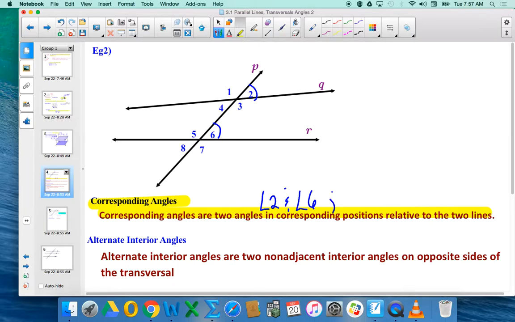What about another set? 1 and 5. Good. What about another set? 3 and 7. Another set? 8 and 4. Alright, so 4 and 8. Good. Well done. Everybody understand what we mean by corresponding?